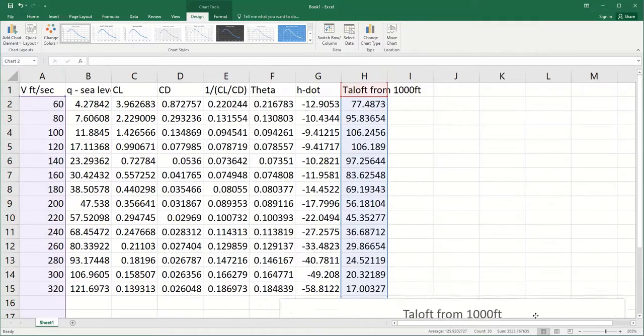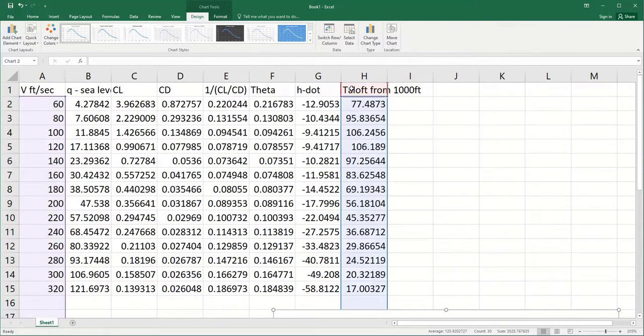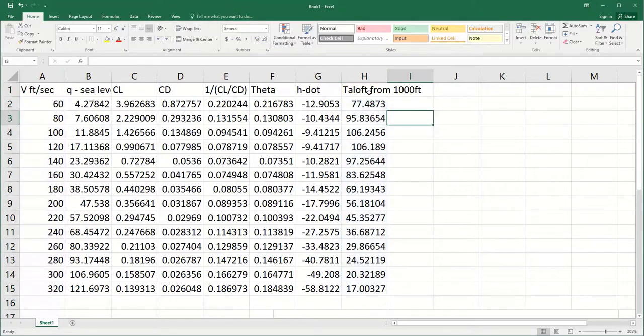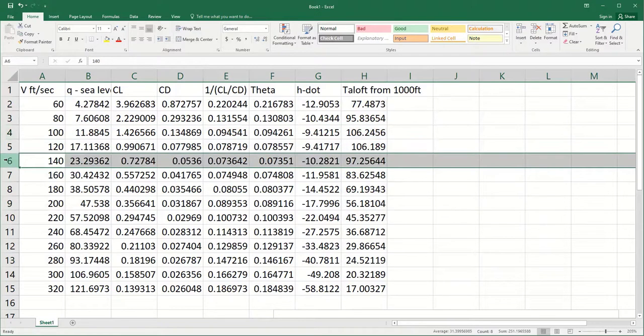But we didn't need the plot to tell us the maximum, because we could have looked down this column here, and picked this airspeed as being the maximum time aloft. It's also the minimum H dot. Makes sense. We talked about that. The minimum sink rate is going to give you the maximum time aloft. But notice that this is not the minimum theta. The minimum theta is down here.